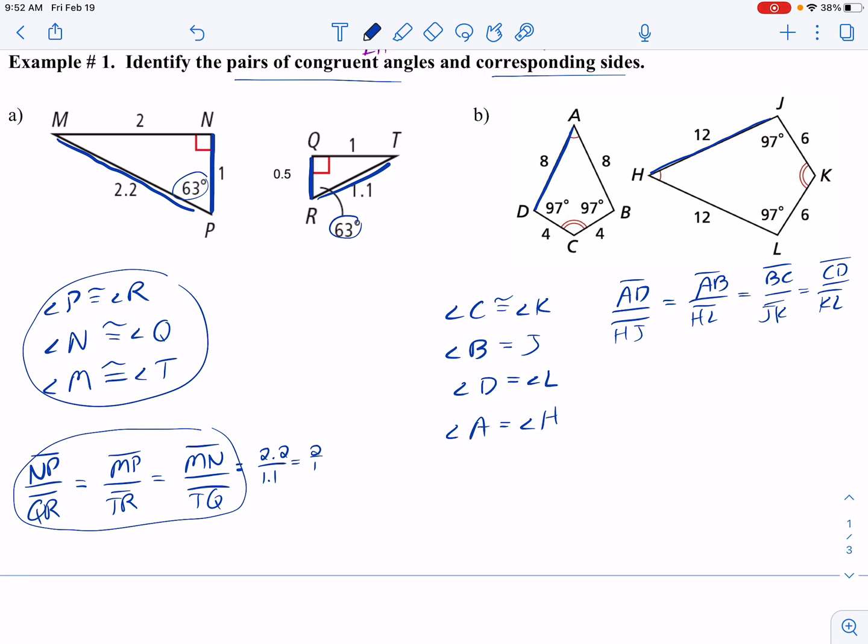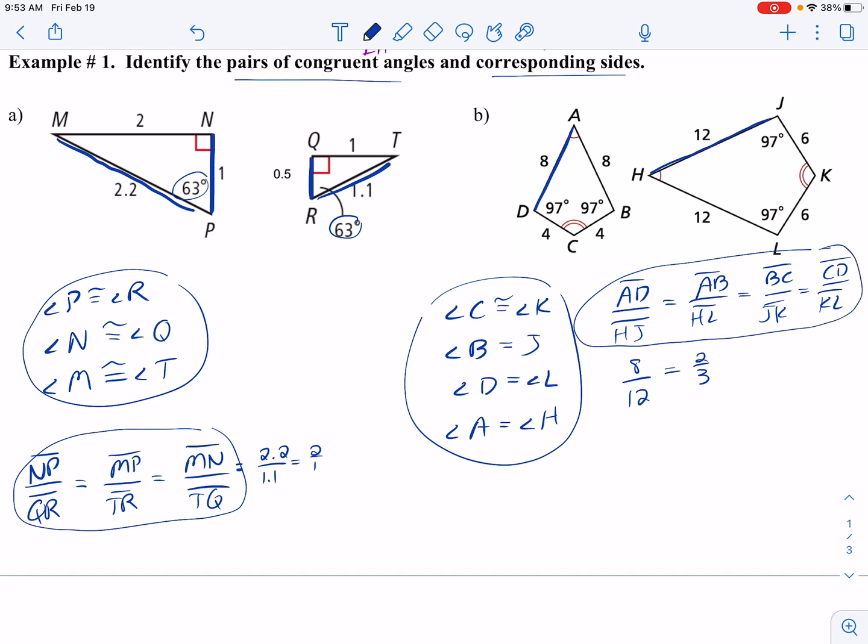The ratio of the sides here. Pick any of these sides. For AD, it had a length of 8, and HJ had a length of 12. They were all going to reduce down to a 2 to 3 similarity ratio. Okay, and let's go talk about that similarity ratio on the next page. So go ahead and scroll down or flip this over.